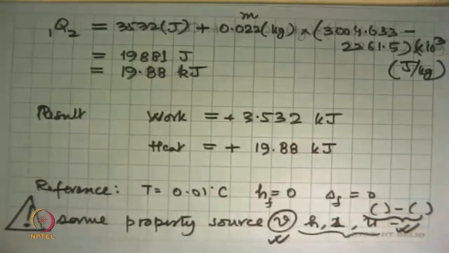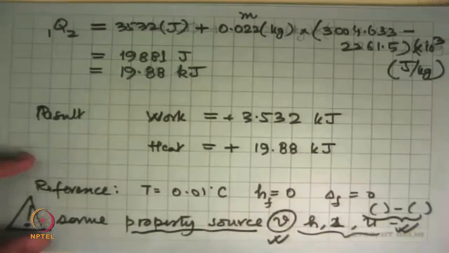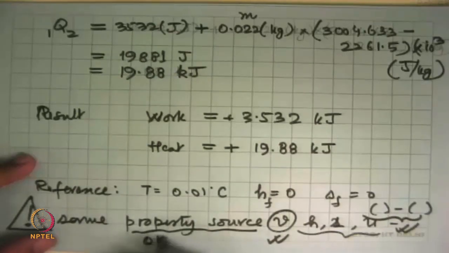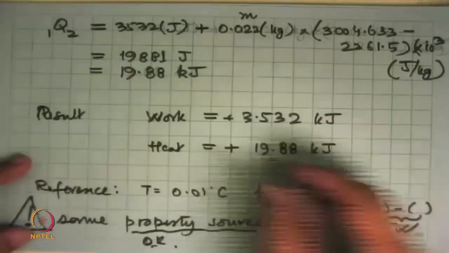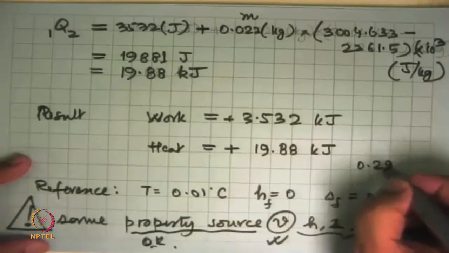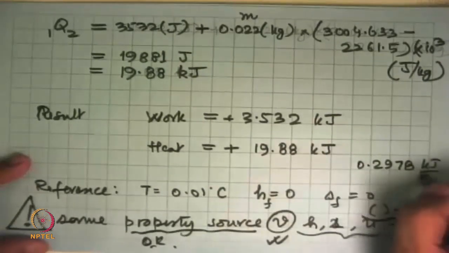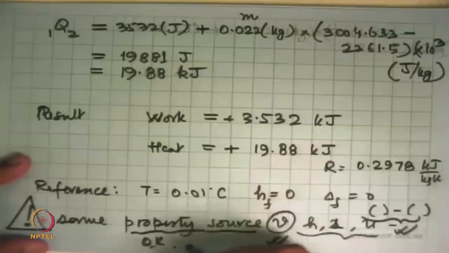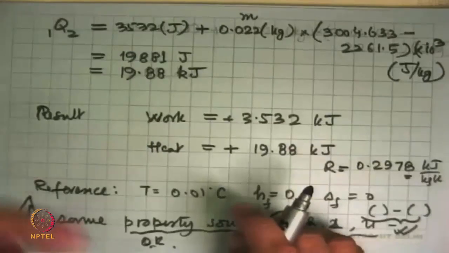That's okay. The thing to remember is that when you look at property data or any property source, the number of decimal places that they give are there because they are confident that that many decimal places are okay. The next decimal place is in doubt. So if something gives a specific value of R as 0.2978 kilojoules per kg per Kelvin, it means that 8 is okay. The next place of decimal you are not sure about.